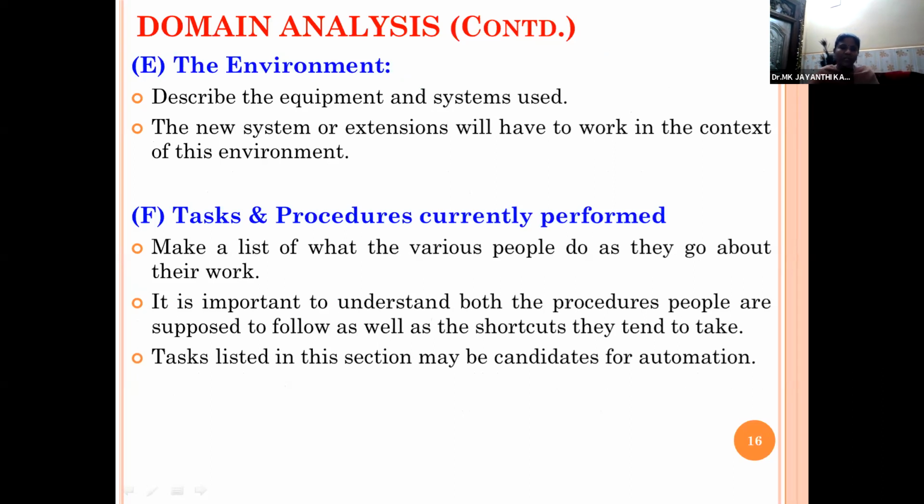So we need to specify how manually they are doing the process in the current scenario, before implementing the project, how they are doing the activities, and once your project is created, how it is going to be automated. It is important to understand both the procedures people are supposed to follow as well as the shortcuts they need to take. And the tasks listed in the section might be candidates for automation. So we'll specify the various procedures which are performed currently in the section of tasks and procedures.